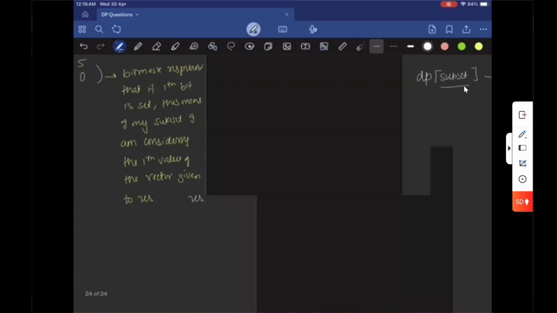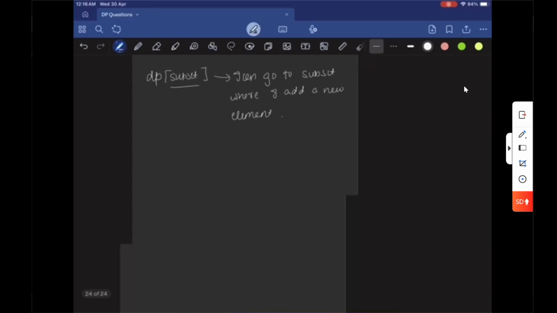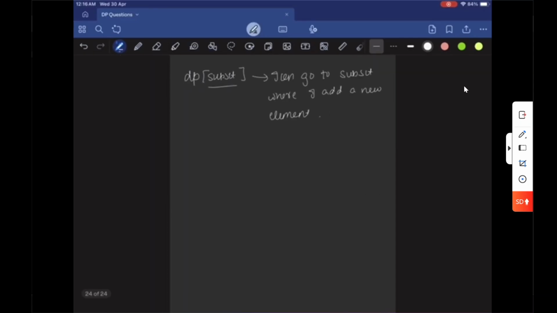Now let us further dig into the question, right? At any particular situation, what do we want? After taking all the elements, I should have a remainder of zero, isn't it? So basically, what is my aim? My aim is that after taking the whole set, the remainder must be equal to zero. This is my final aim.